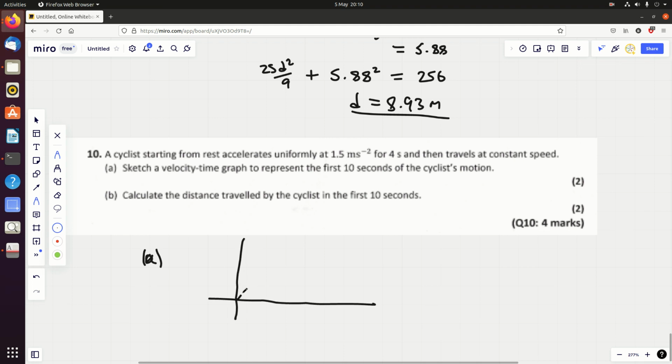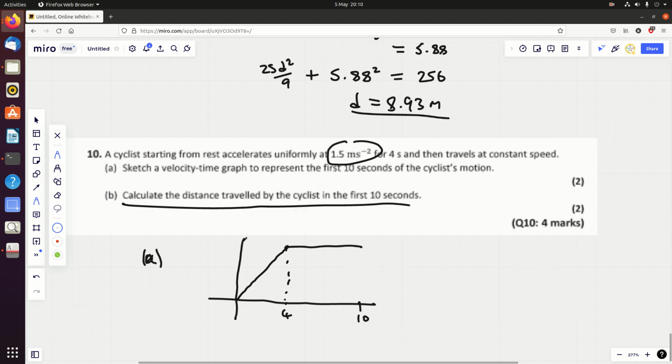Because it starts from rest, accelerates, and it tells you the gradient of that line because it's told you the acceleration for 4 seconds, and then travels at constant speed. Yeah, and so that would be for the first 10 seconds of the cycling motion. Calculate the distance travelled. Well, first we're going to work out the velocity, because if that gradient is 1.5 and the velocity is the height and the gap, if you like, is 4, it's a bit easier to see. Well, V over 4 equals 1.5, so V is 6.